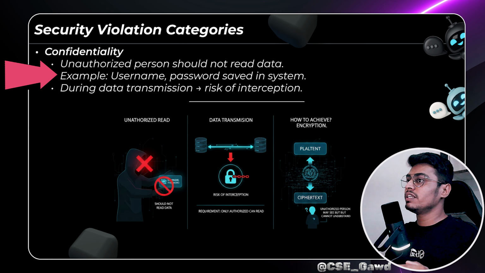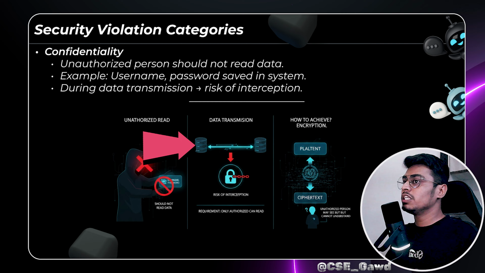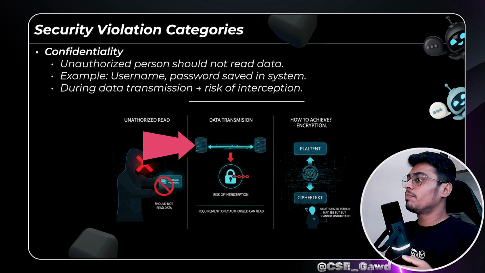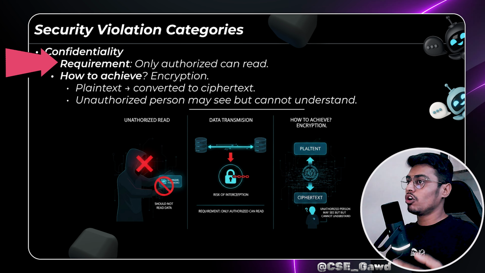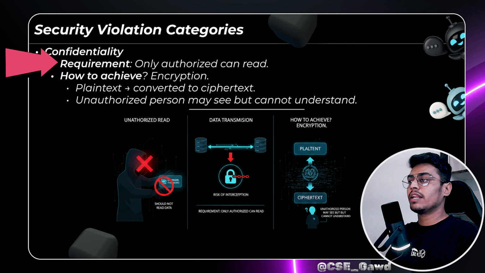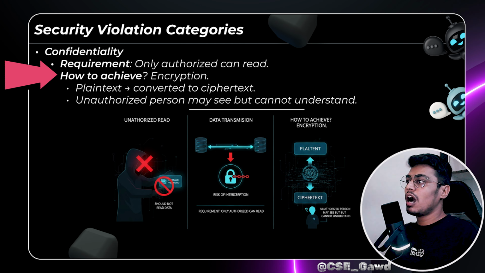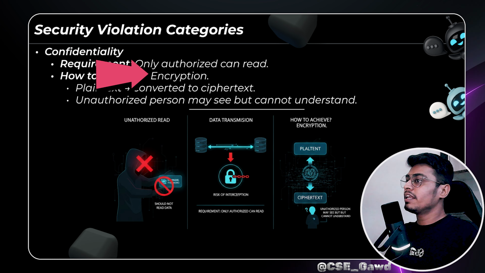Somewhere in our system we have, like we say, username, password, etc. But when data travels, when data communicates from one place to another, there may be a problem somewhere. So we want that nobody should be able to read that data, and nobody means unauthorized person. Anyone who is authorized can read it, but an unauthorized person cannot read it. Now the question here is how to achieve confidentiality. Encryption is the best thing.